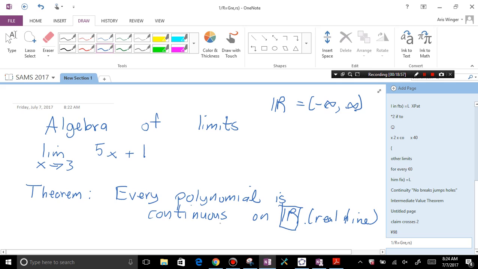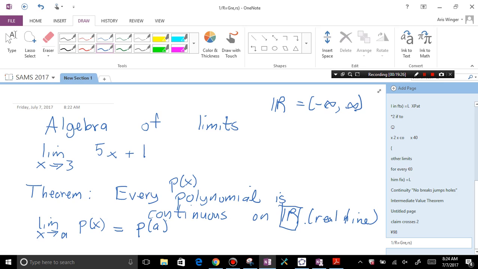What does that mean? If I call this P, P of x, what does that mean about the limit as x goes to a of P of x? What is it? It's P of a. Right, that is excellent work. That's the definition we gave last time about what continuity means.